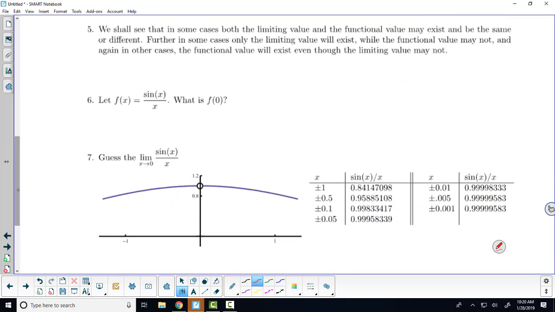Okay. So here's a very interesting function, and we're going to study this one quite a bit in this class. We're looking at the function sine of x divided by x. So first of all, I ask you the question, what is f of 0? Can't exist. It can't exist or is undefined. Yeah, why is that? Why is it undefined? What do you say?